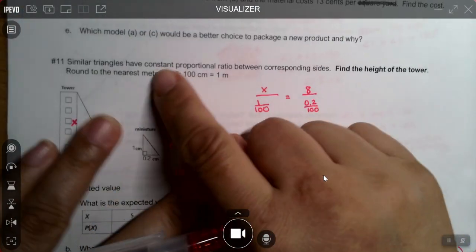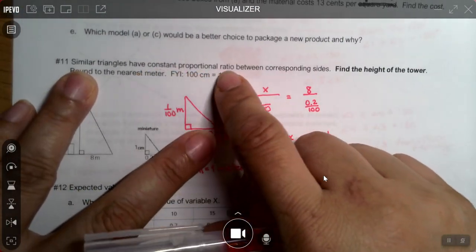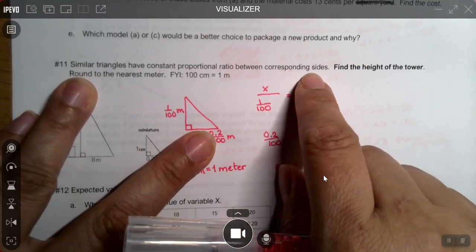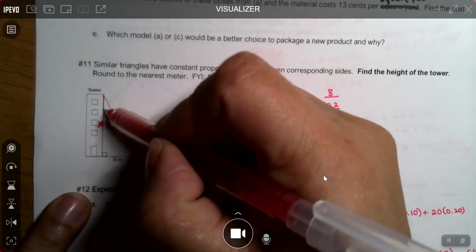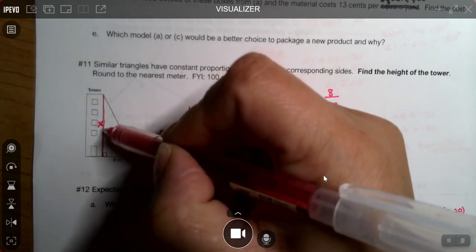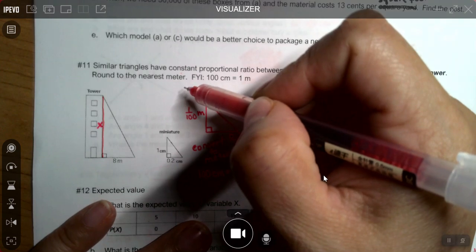All right, so that takes care of all of that. So now this one, similar triangles have a constant proportional ratio between corresponding sides. Find the height of the tower. And the height of the tower is this one, so I think I just called it X. Round to the nearest meter.